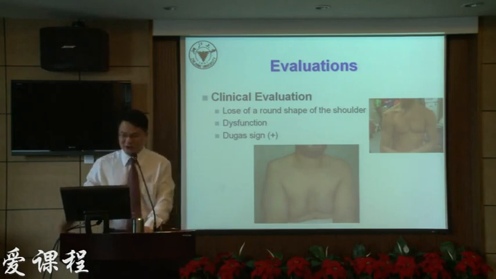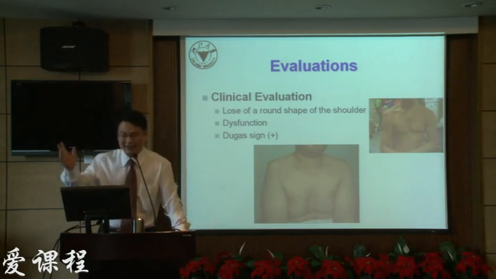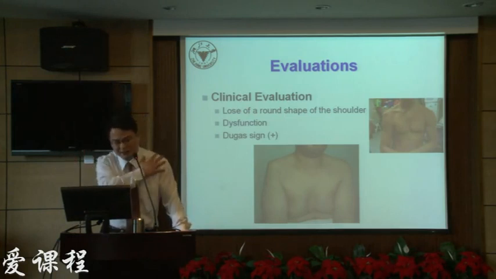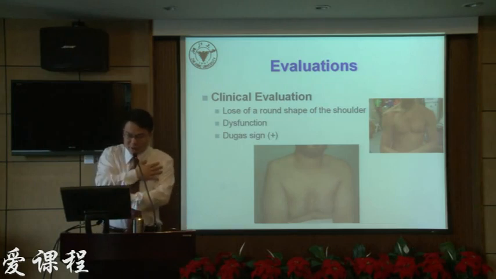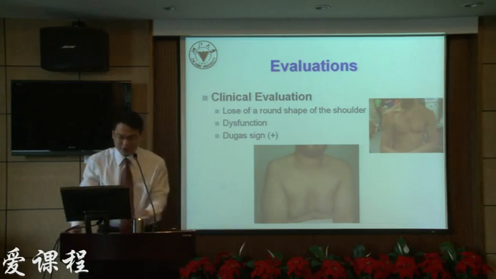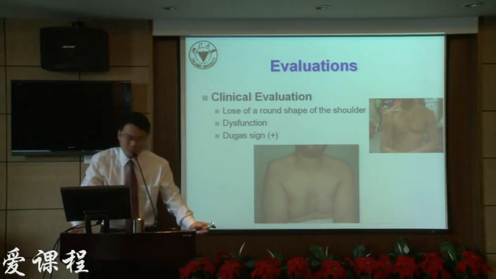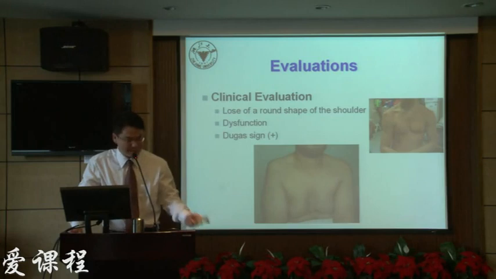Another way is to just let the hand touch the healthy shoulder, and the elbow cannot touch the chest wall. This is also called Dugas' sign. Positive means the shoulder has lost its function.